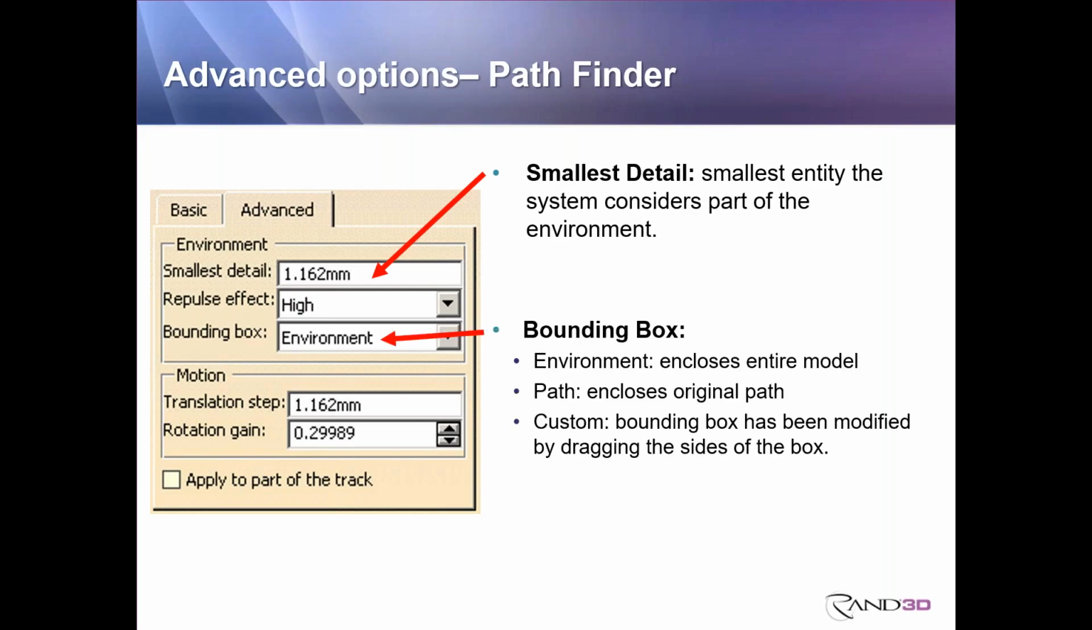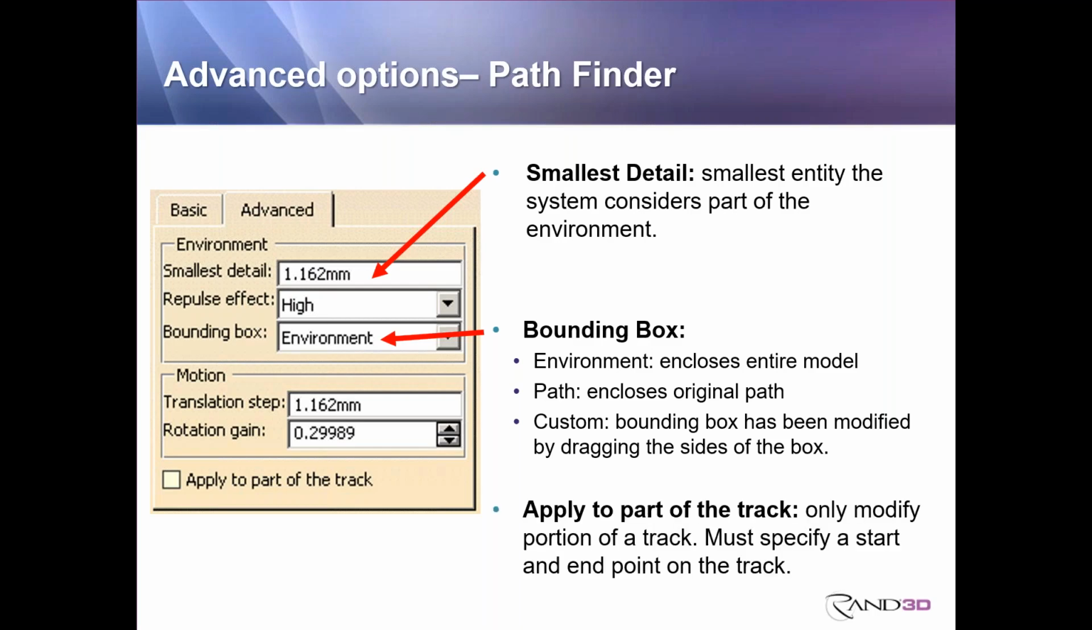Then you've got your bounding box. Initially, it's going to show up around the entire environment. You could have it start off by just being right around the path, or anytime you take those yellow surfaces and drag it to a different location, it defaults to custom. So pretty much you're always going to have to adjust it. So the majority of the time you're using a custom bounding box. And the last option says if you only want the path finder to find a path for part of the track, not all of it, then you can choose that option, but you do have to specify a start and an end point on the track.